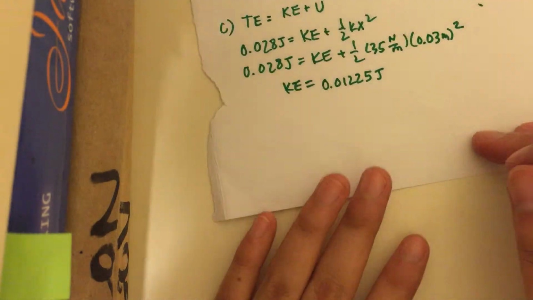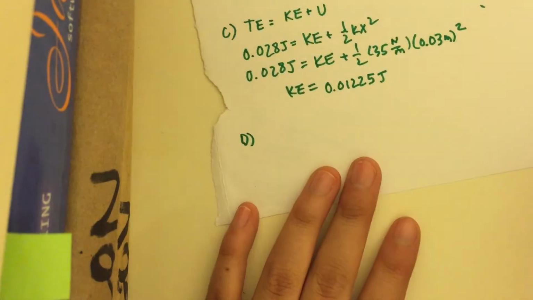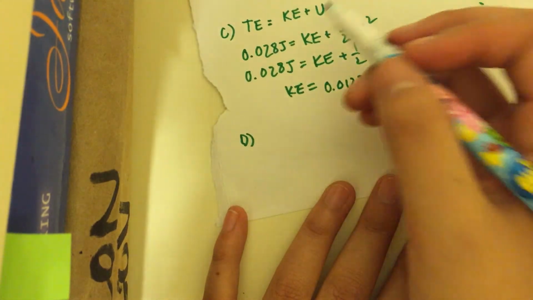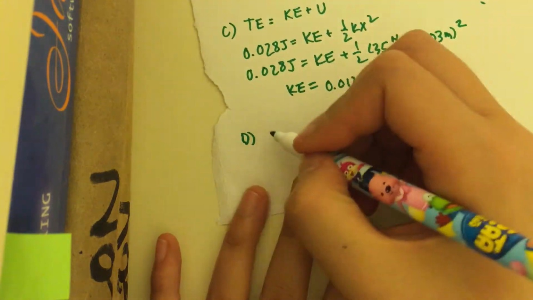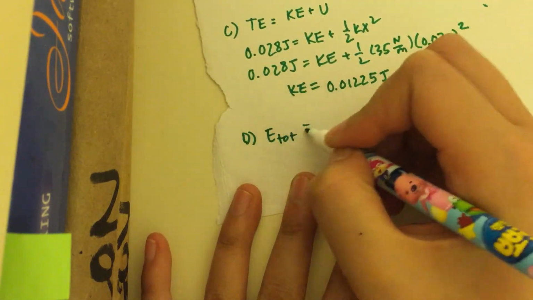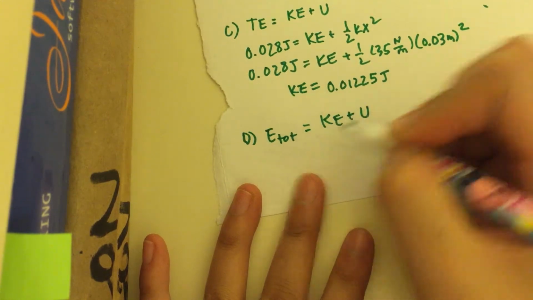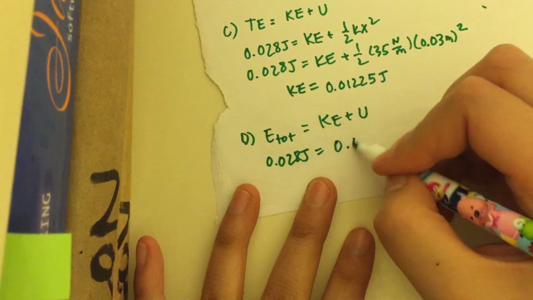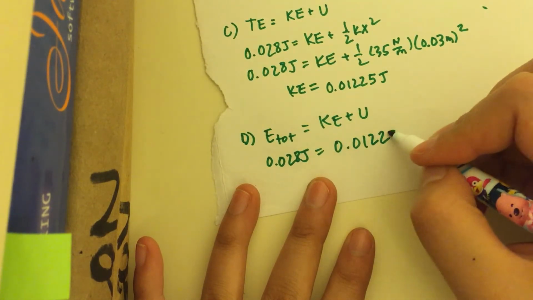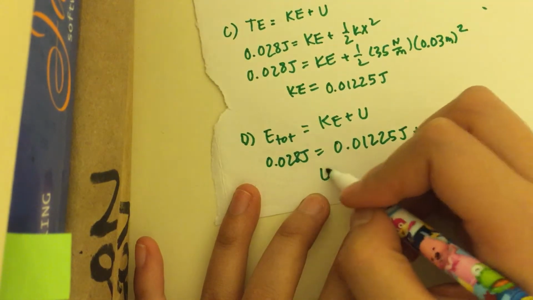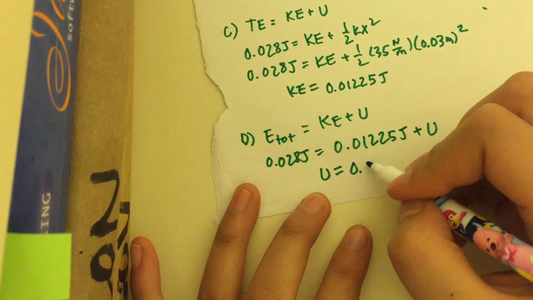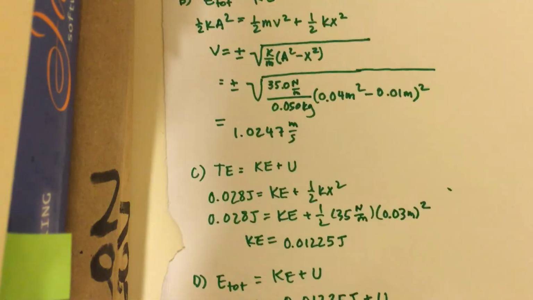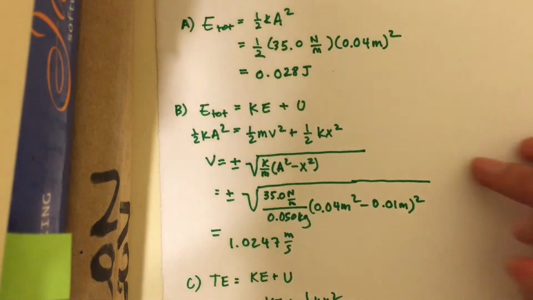So then part D asks you to find the potential energy when the position is 3 centimeters. And it's basically the same thing as C, except you're finding potential energy instead of the kinetic energy. So you can do this really quickly by writing out the total energy equation. And if you use part C, you know that the kinetic energy is already 0.01225 joules. And so the potential energy should be 0.01575 joules. And that is all the parts for number 17 of chapter 15.